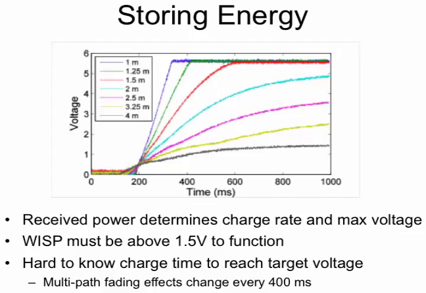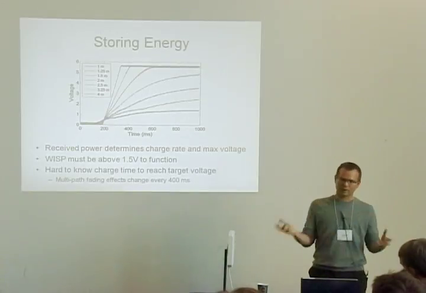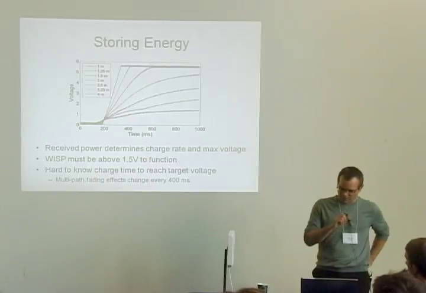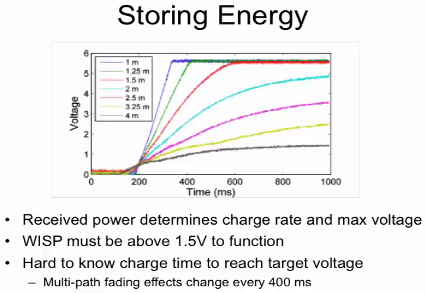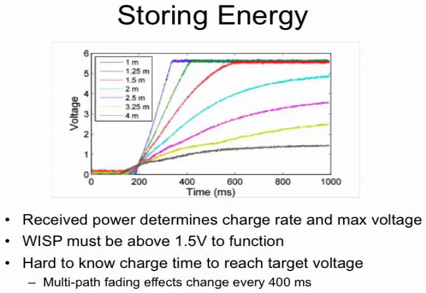So when we're trying to decide how long we need to sleep, we need to be able to do this in the face of wildly varying input powers. The second thing is that the maximum voltage is dependent on your input power as well. At 4 meters, it never charges above 1.5 volts. The WISP actually powers up at 1.5 volts, and what we found is that it can execute perfectly fine at 1.5 volts. You don't actually need to be at 1.8 volts.